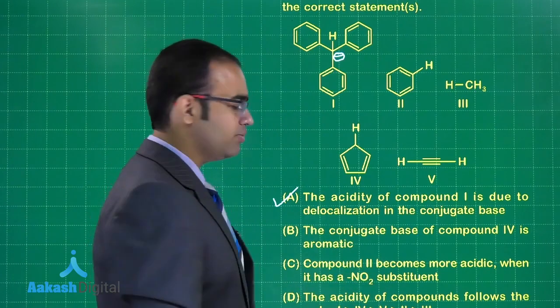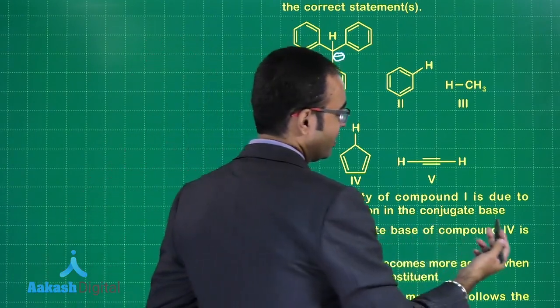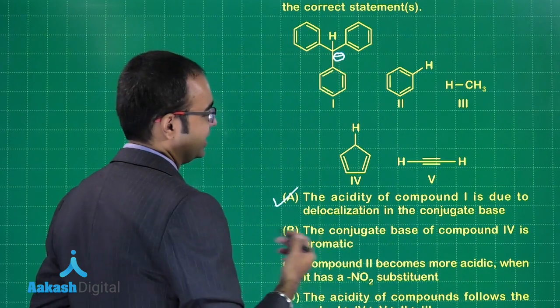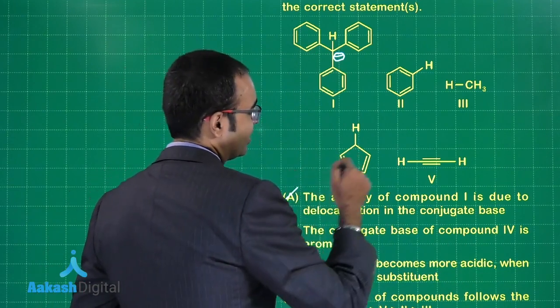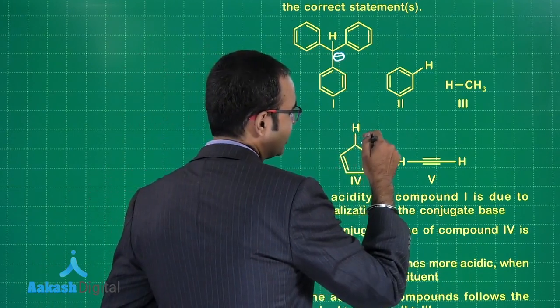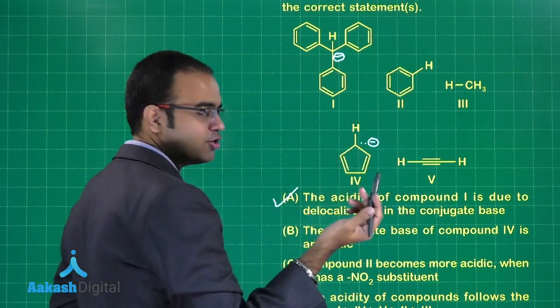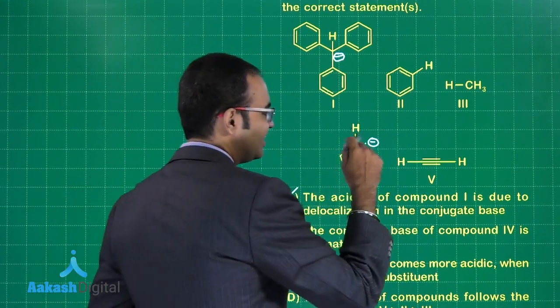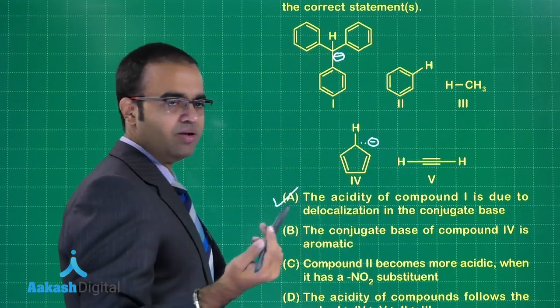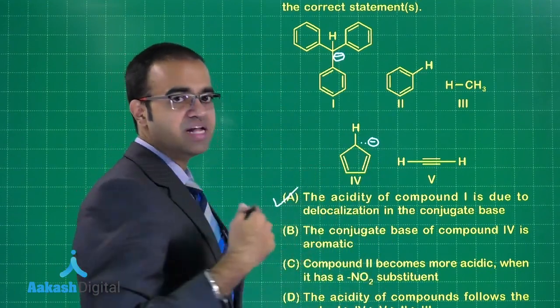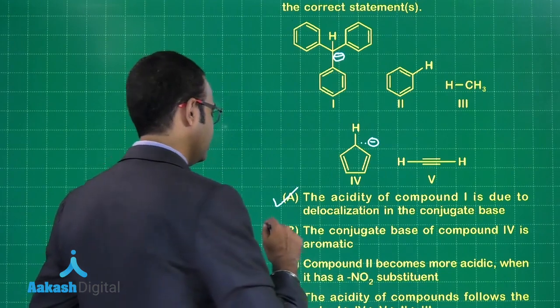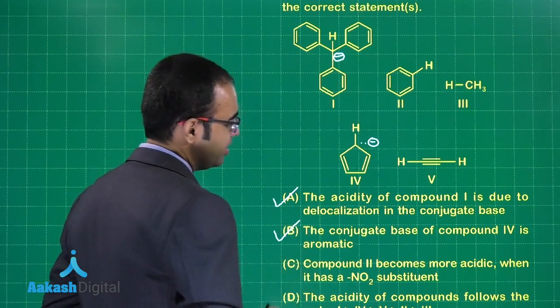Let us look at the second option. The conjugate base of compound 4 is aromatic. So this is your compound 4. If I remove H plus, I'll get a pair of electrons over here, negative charge. So how many electrons do I see? I see 6 electrons. It is following Huckel's rule. So it is aromatic. So that is also correct, guys. So this is correct. Okay.